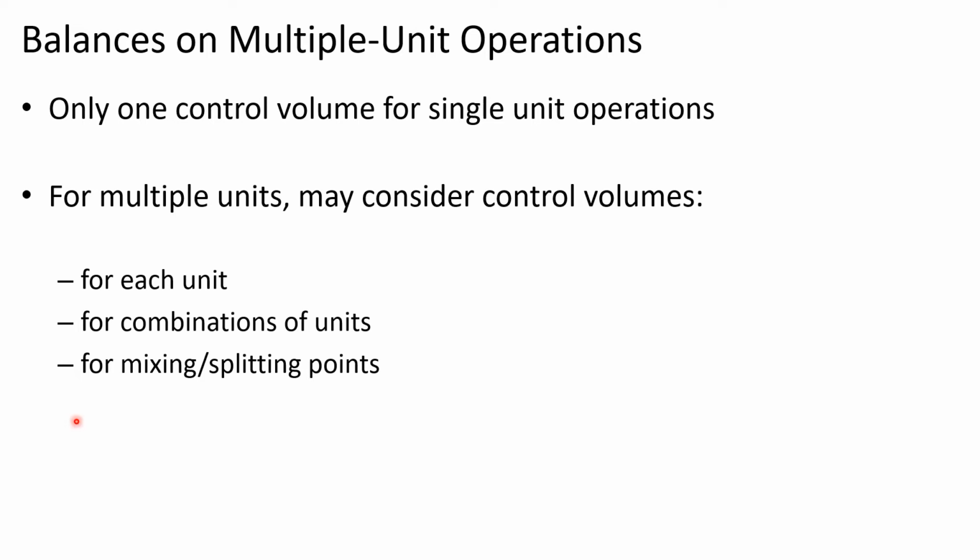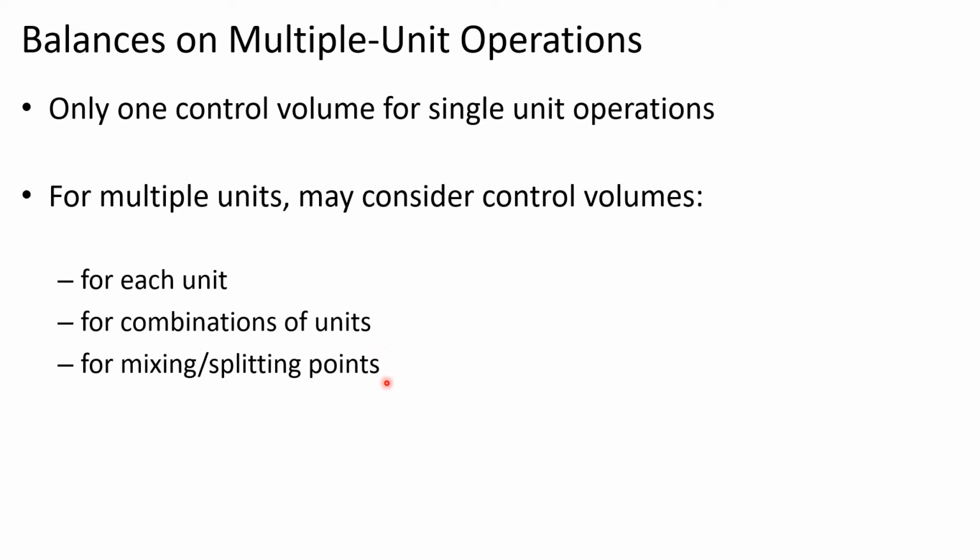Now we're going to talk about applying our conservation of mass equation for balances on multiple unit operations. When you have only one, there's only one choice for a control volume. The control volume is drawn around that single unit operation. When you have multiple units, there are many more choices. You could draw a control volume around each of the units, or around any combinations of the units that you wish, or around the entire process.